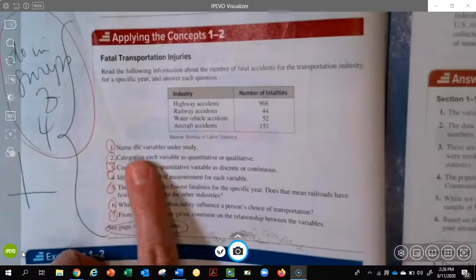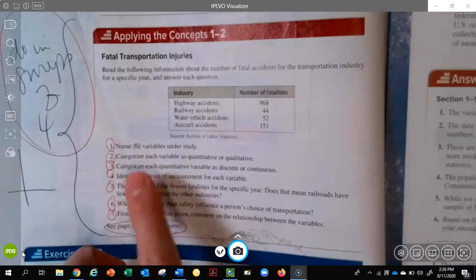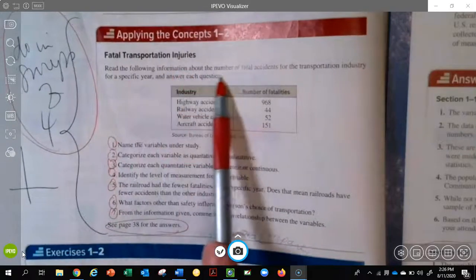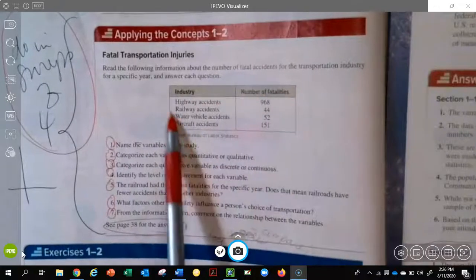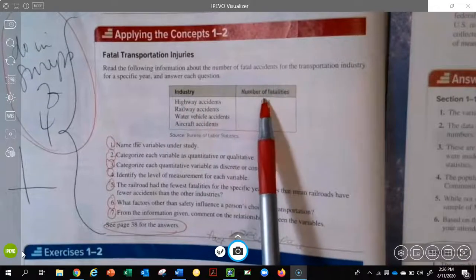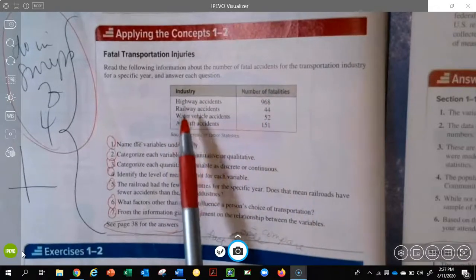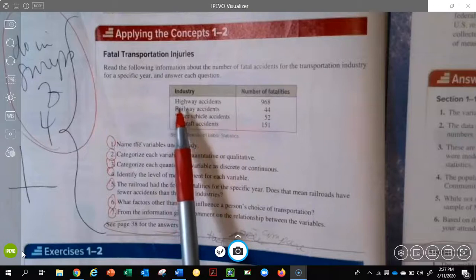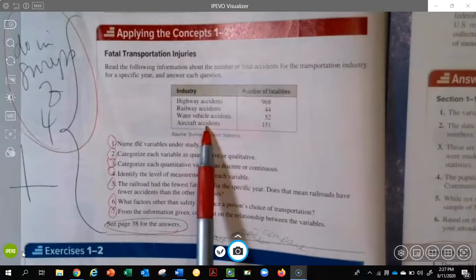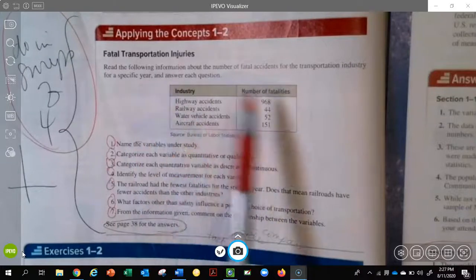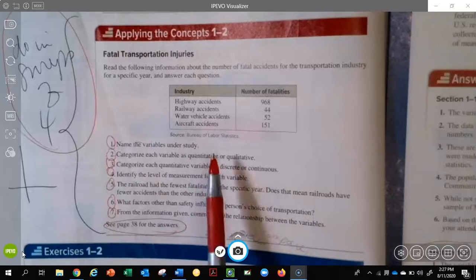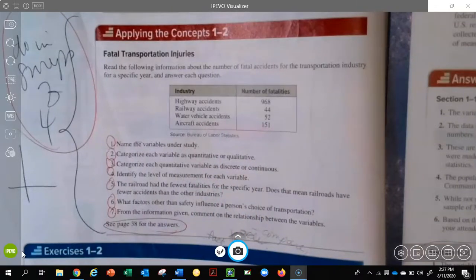So starting right here, it says let's name the variables under the study. Anytime you get ready to work on a problem, it's good to read the following, look at everything going on in a chart. One part is labeled industry, the other is number of fatalities, and then you have some different modes of transportation: highway, railway, water, and aircraft, and then the number of fatalities. And then we can always go to where this came from, what year, etc. And you should always question, is this real data or made up data?